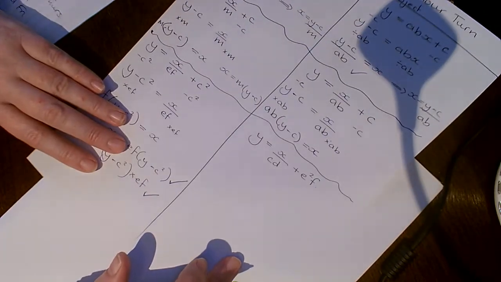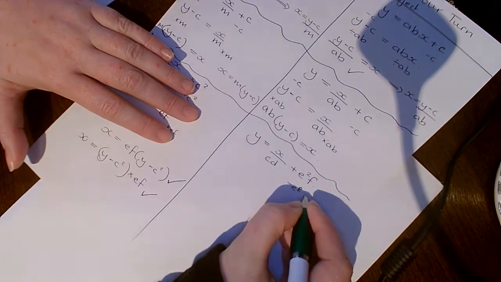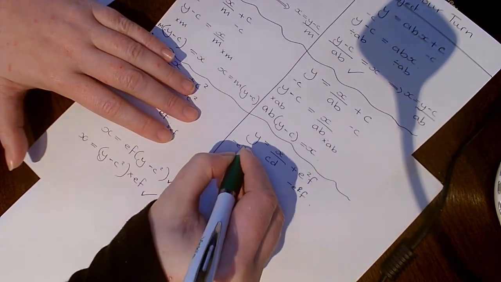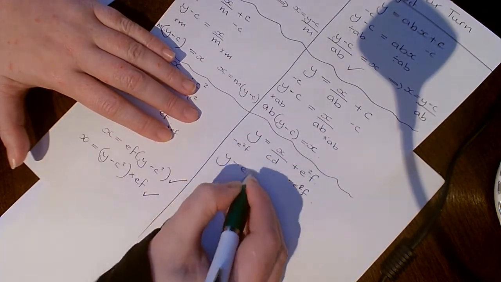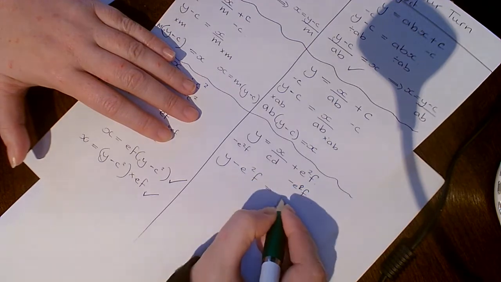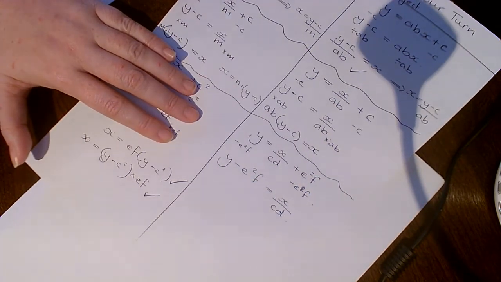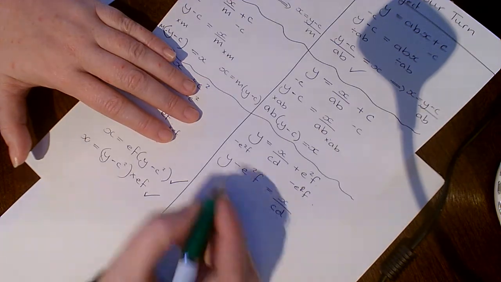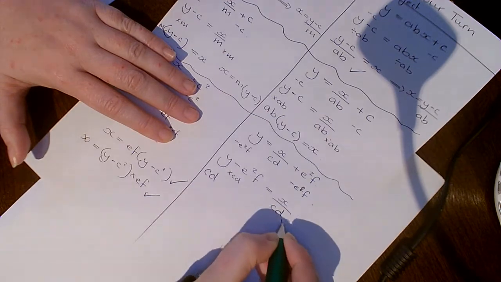So you have a go at your turn. So we're going to minus e squared f, and we're going to minus e squared f. That just all goes together. So I've got y minus e squared f equals x over cd. I'm going to times by cd, so I'm going to put the cd at the front, so I'll write times by cd, times by cd.